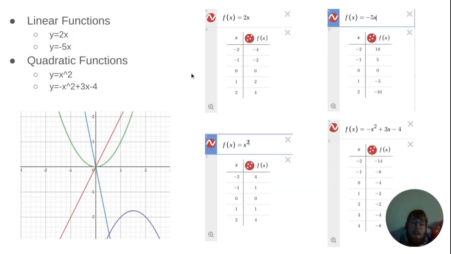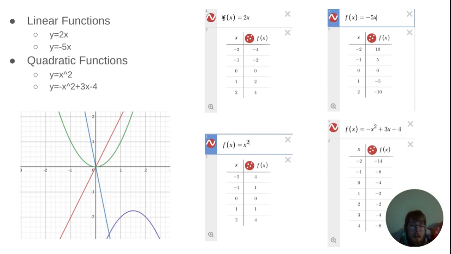Now how would we figure out how to graph these if we didn't have access to a graphing calculator or other technology that'll graph it for us? The easiest way to do that is to make a table. For our f of x equals 2x, we could choose 5 different x's. I did negative 2 to 2. If we plug in negative 2 for x, we get negative 4 for y. Negative 1 for x, we get negative 2 for y, 0 for x, 0 for y, 1 for x, 2 for y, 2 for x, 4 for y.